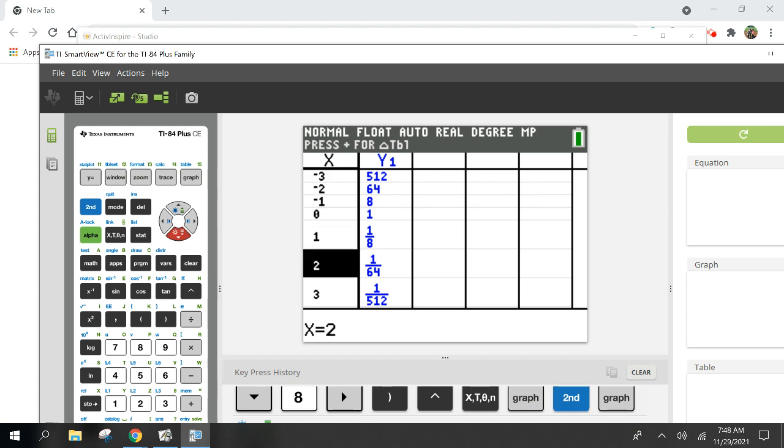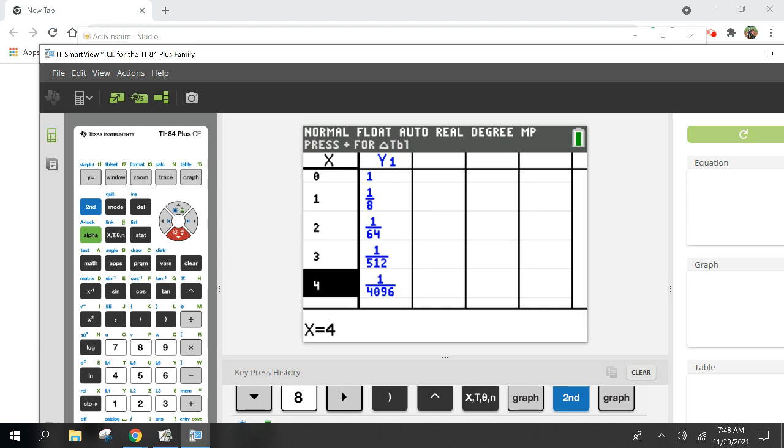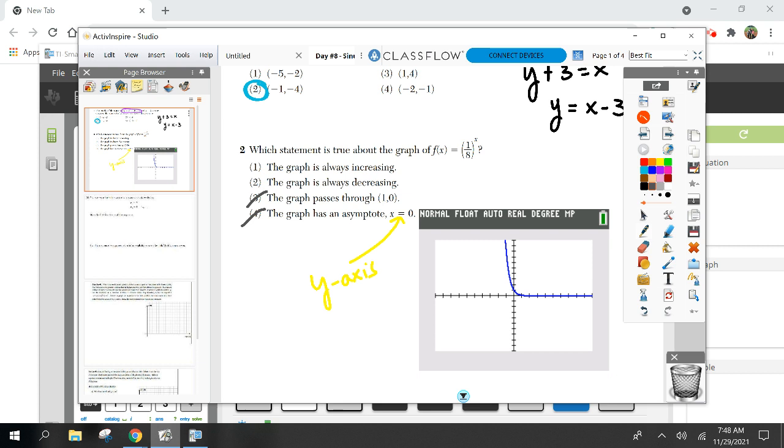1/8, 1/64, 1 over 512, 1 over 4096. What's happening? It's decreasing. All right, it is always decreasing. And then we get scientific notation, which is getting even smaller now. So just by going through the table and the graph, that graph is always decreasing.